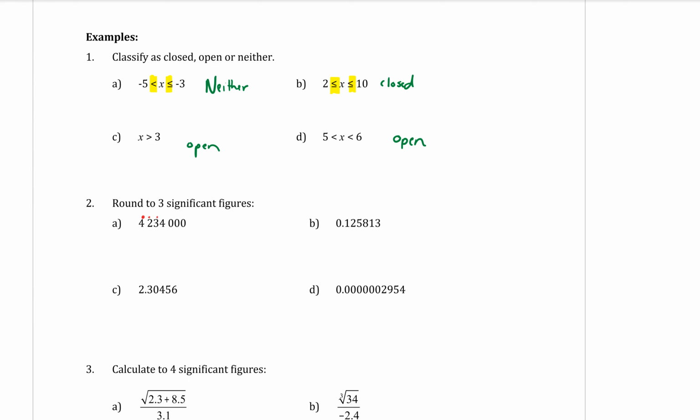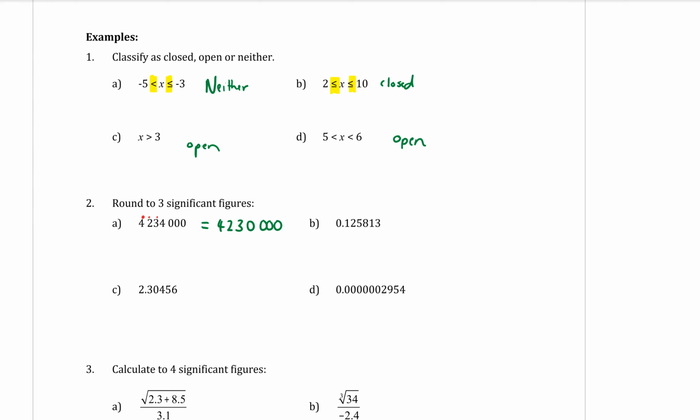My final answer is going to be 4, 2, 3. There's my 3 significant figures. The 4 rounds down to a 0, and I still also have those other zeros. You can't just leave the zeros off. The numbers still have to keep their place values. It still needs to be 4 millions in the place values. You can't delete the zeros, even though they're not significant.